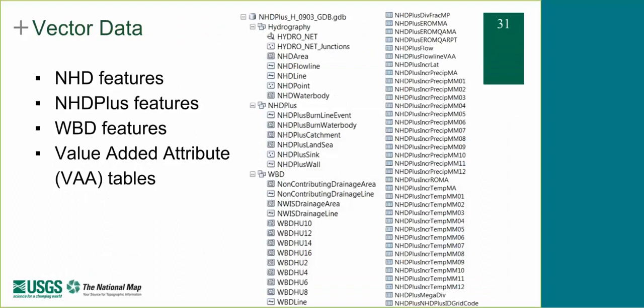So what do you get when you download this data and you unzip everything? So the vector data includes that file geodatabase. Within that file geodatabase, we have the hydrography feature dataset, which has all of our hydrography feature classes. We have our NHDPlus feature dataset, which has all of those feature classes. We have all of the WBD feature classes that you're used to seeing. But in addition to that, we also have these value-added attributes, and those are included as tables.